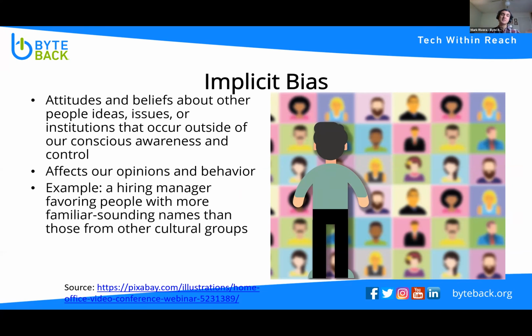So one example is a hiring manager favoring people with more familiar sounding names. Maybe their name is Steve and they encounter more Steves or more Williams or more other similar sounding names. And they say, I like that person, I'm going to hire them, not realizing that they are gravitating towards names that reflect their own name, right? So that's just one example of implicit bias.